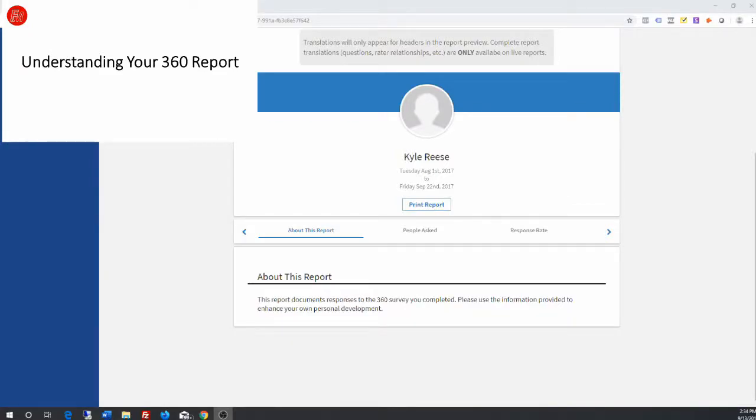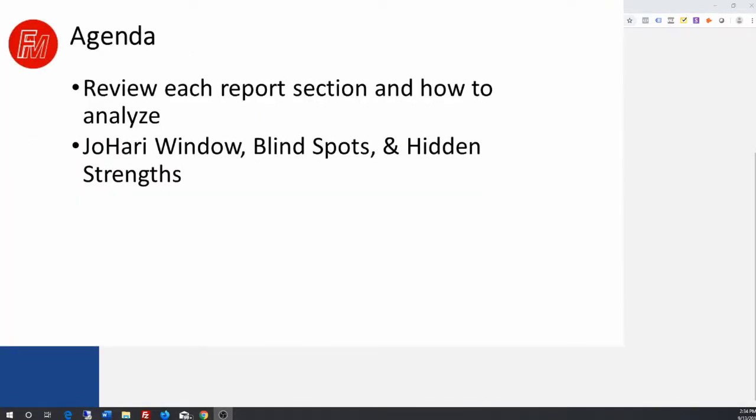I'm John Azera with Fastmere, and we're going to talk about understanding your 360 report. So this is the agenda we'll go through. I'm going to review each section of the report and how to analyze it and what to look for. And I'm also going to talk about Johari Window, which is a tool that can help individuals understand their perception of themselves relative to the perception other people have of them. And then we'll talk about how that relates to the blind spots and hidden strengths section of the report.